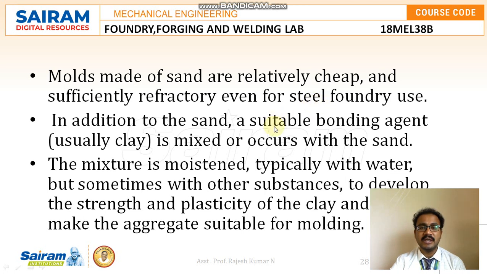In addition to the sand, a suitable bonding agent is needed. Usually, we use clay, which is mixed properly with the sand so that a proper combination occurs, and the mixture is moistened, typically with water but sometimes with other substances also, to develop the strength and plasticity of the clay and to make the aggregate suitable for molding. So we need only two sources. The first one is clay and the second one is sand.